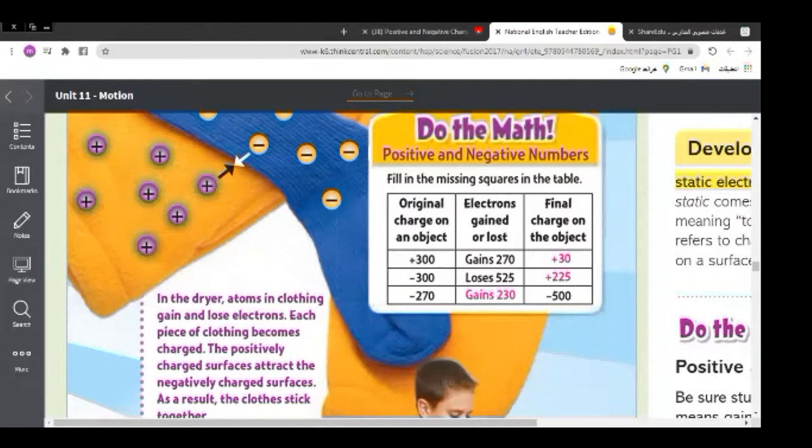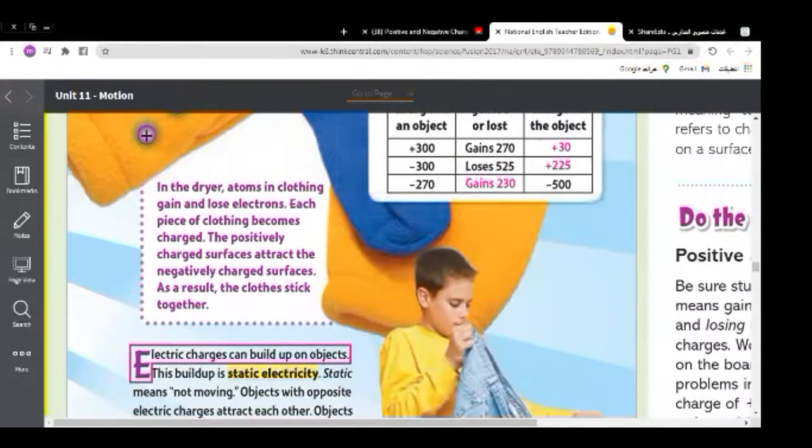Ahmed? Yes. Read this part, please. In the dryer, atoms in clothing. You know what atoms are, Ahmed? Yes, I know. An atom is the smallest thing of matter. They are tiny, tiny things.